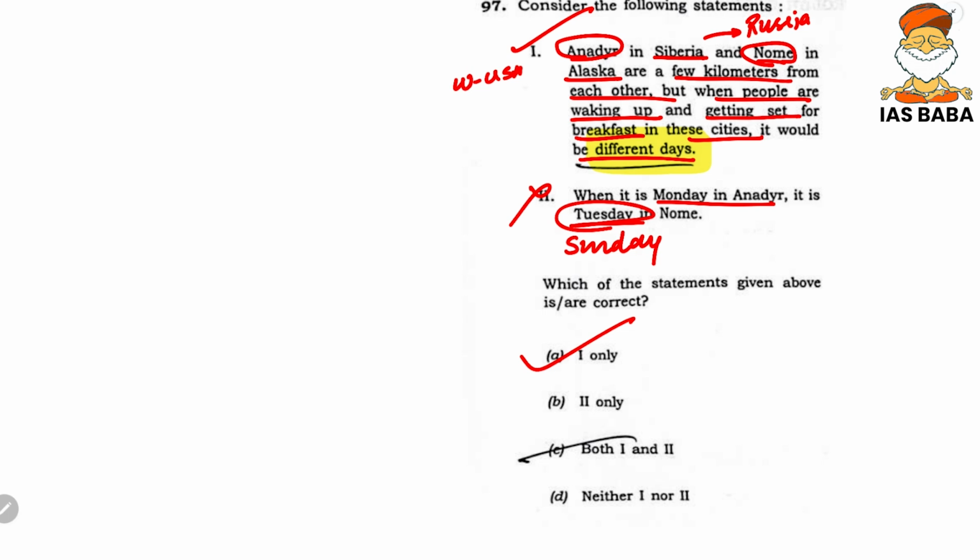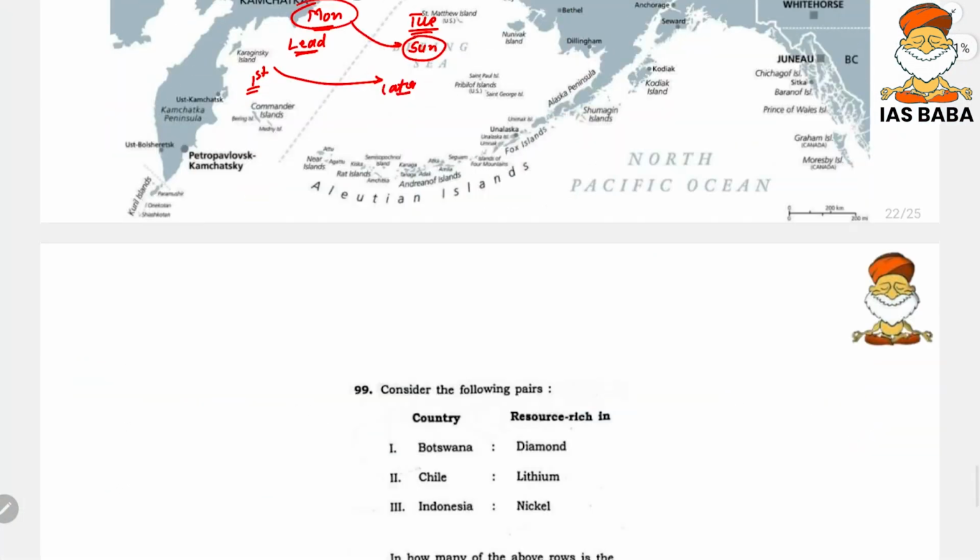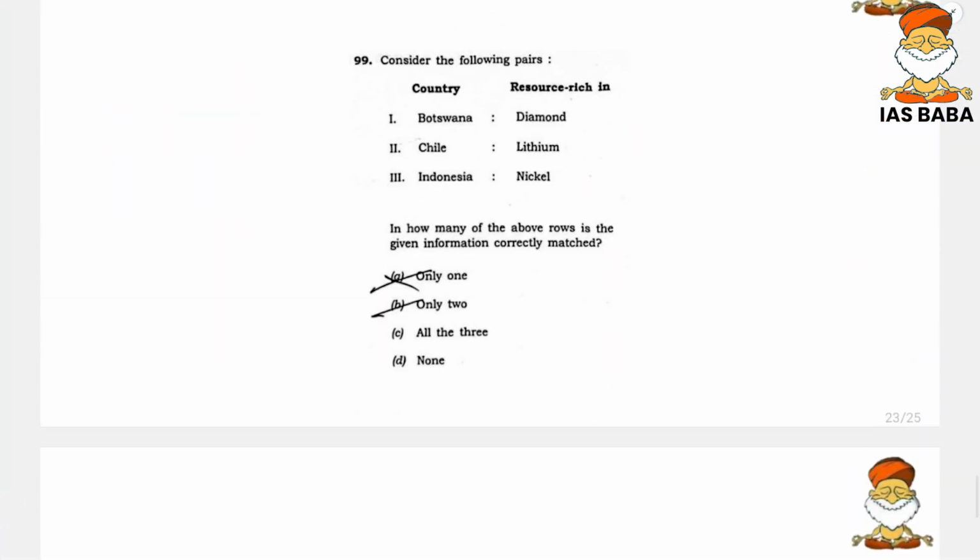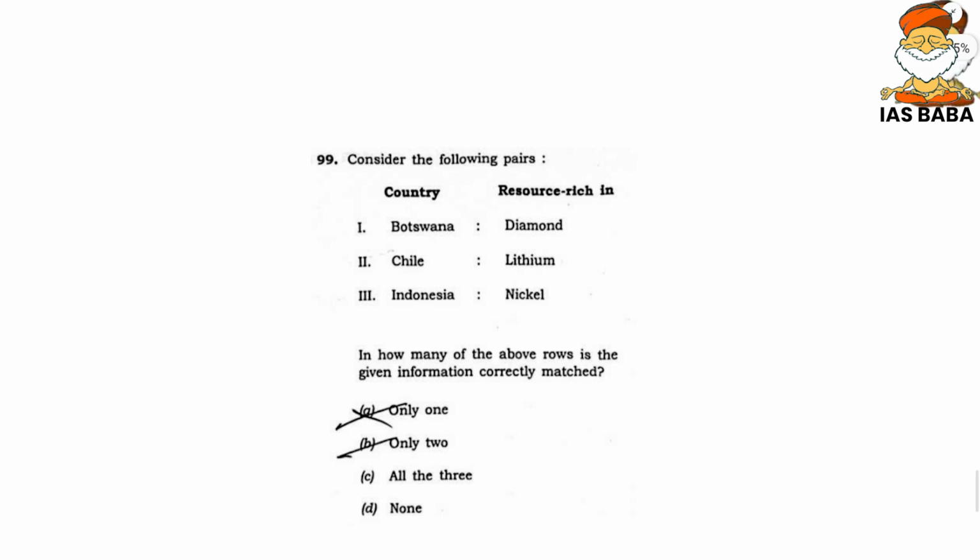This is a very concept based question, so there is no need of breaking your head with respect to those cities and all. Very simple question. Question number 99. So here we saw one question with respect to the equator. Equator is what? 0-degree latitude, yes or no?